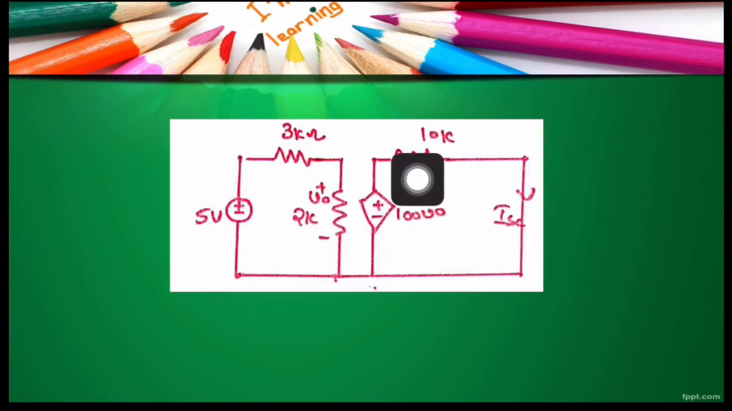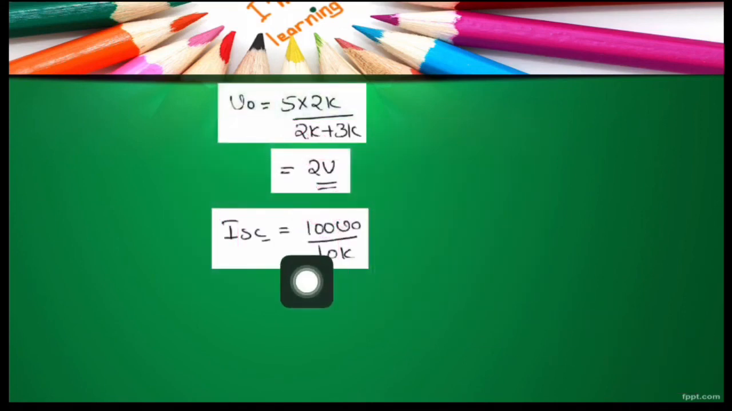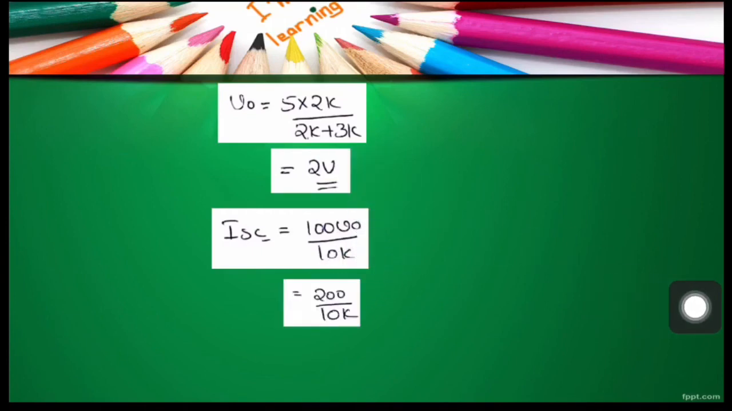Now let us find this ISC. It's the current through this 10 kilo ohm resistor. The 100 V0 voltage source is connected across this resistor. Correspondingly, we can write ISC is equal to 100 V0 by 10k. By substituting the value of V0 as 2 volt, we get ISC is equal to 20 milliamperes. Thus, we calculated the values of ISC and VTH.